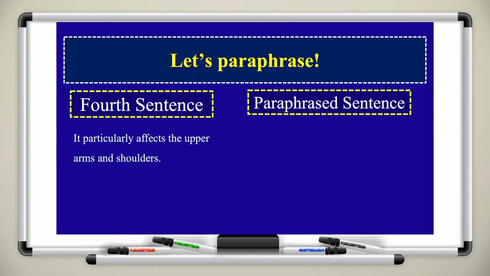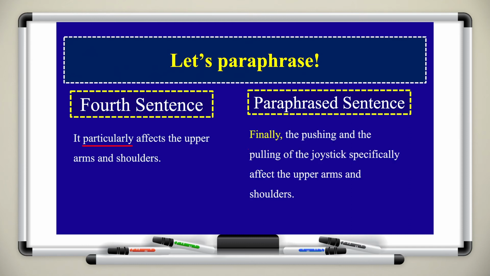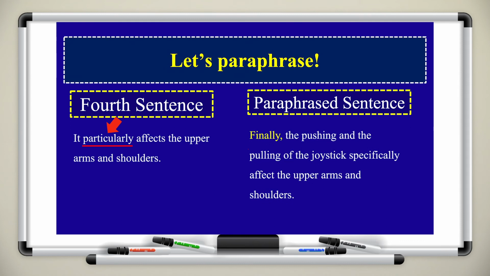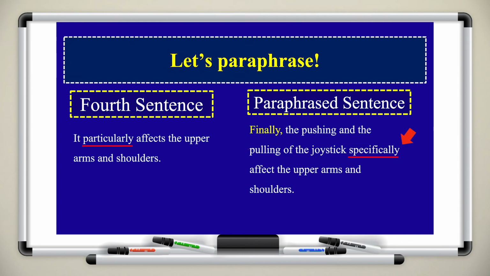Now we come to the final answer. It particularly affects the upper arms and shoulders. We have the word particularly. This is our paraphrase sentence. Finally, the pushing and the pulling of the joystick specifically affect the upper arms and shoulders. So first of all, we use the connector finally for our final answer or sentence. And we've changed the word particularly to specifically. If you also noticed, it changed to the pushing and the pulling of the joystick.